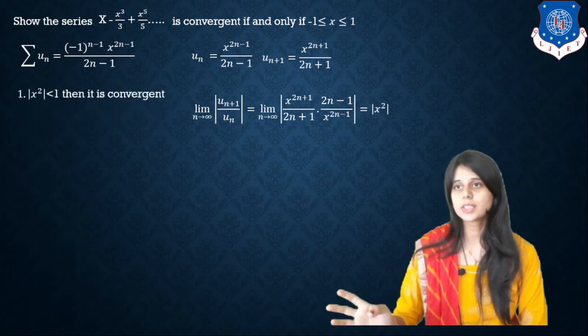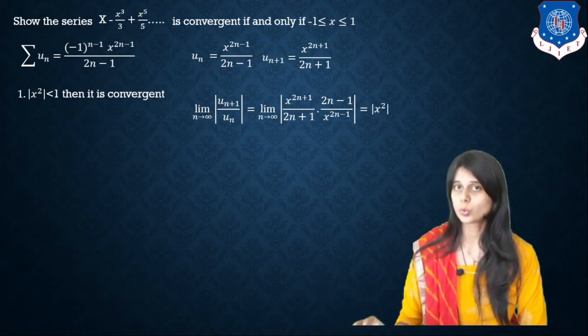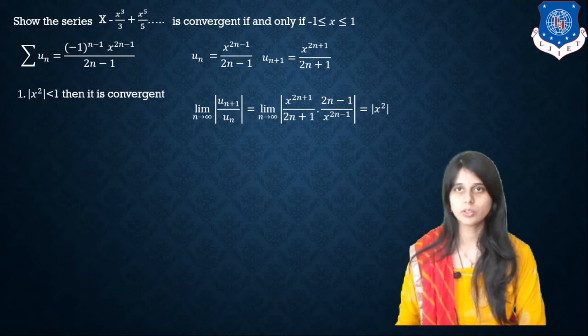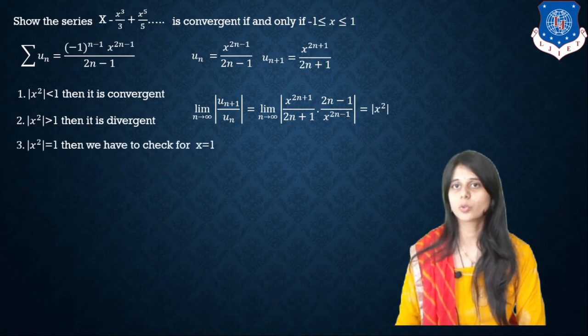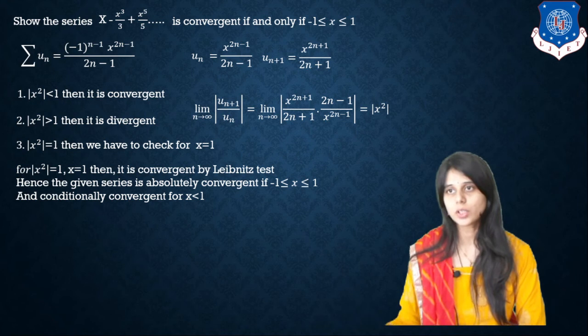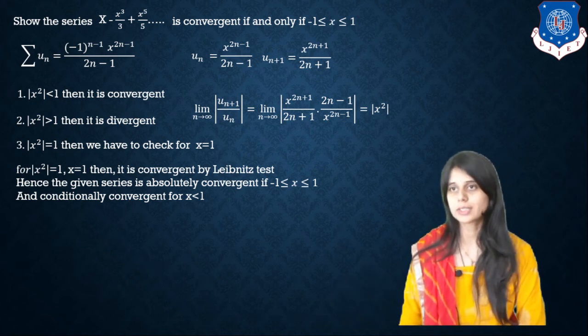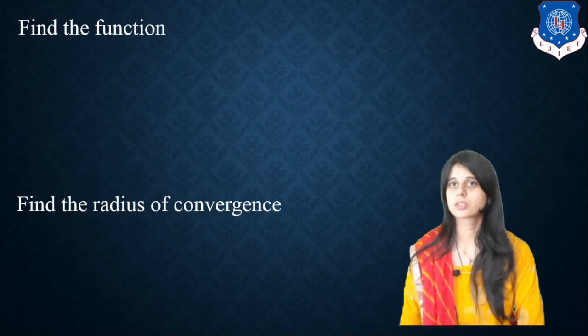X square is less than mod of x. Mod of x square is less than mod of x. So this is also convergent when mod x square is less than 1. When mod x square is greater than 1, the series is divergent. When mod x square equal to 1, then we have to check for x equal to 1. If we take x equal to 1, by the Leibniz test, the series is absolutely convergent in the interval and it is conditionally convergent for x less than 1. So this is the second example of the power series.